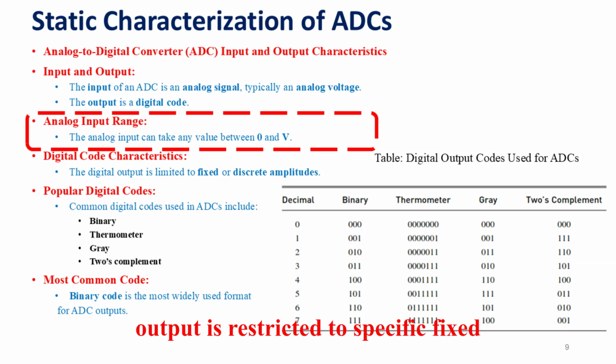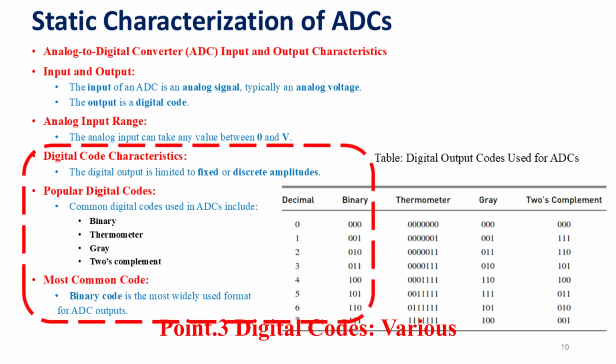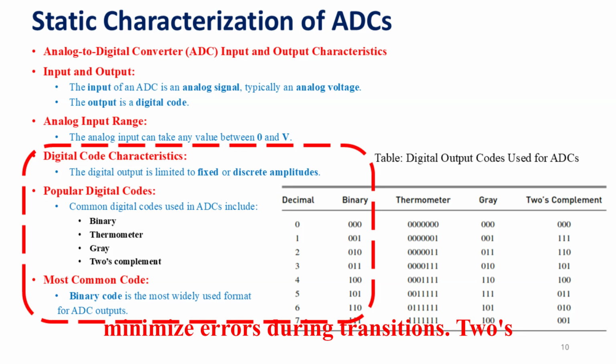However, the digital output is restricted to specific, fixed amplitudes, which correspond to quantized levels. Point 3. Digital codes. Various digital codes are used in ADCs to represent the analog input. Some popular codes include binary, the most common format, widely used in almost all ADCs. Thermometer code, often used in certain high-speed applications. Gray code helps minimize errors during transitions. 2's complement, useful for handling signed numbers.